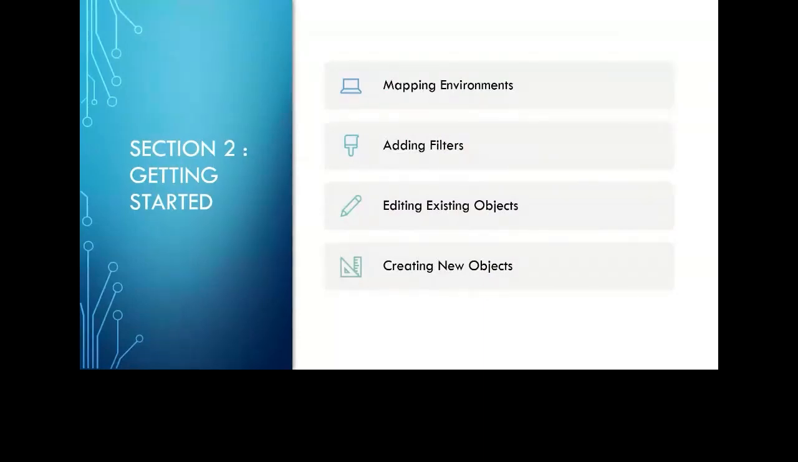All right, so getting started. Whenever you first load up NaturalONE, the first thing you're going to be doing is mapping environments, preferably adding filters to those environments so you're not seeing everything that your office holds. And then you'll be mostly editing new or existing objects. I assume this is how our office works, but every now and then creating new objects. So you'll need to know how to do that as well.